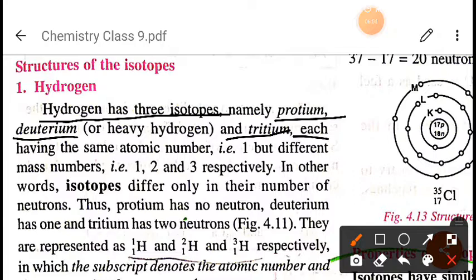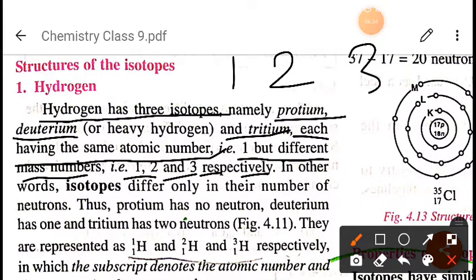Each has the same atomic number. As I have already told you, since they are isotopes, their atomic number will be the same. They have the same atomic number but different mass, as you can see, 1, 2, and 3 respectively. So in other words, isotopes differ only in the number of neutrons.